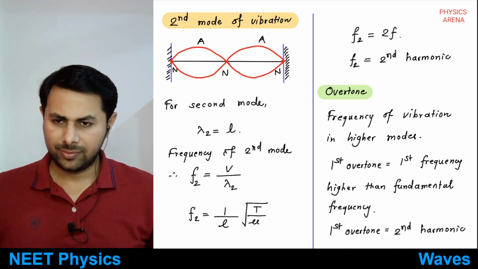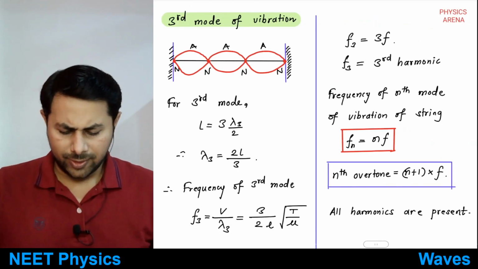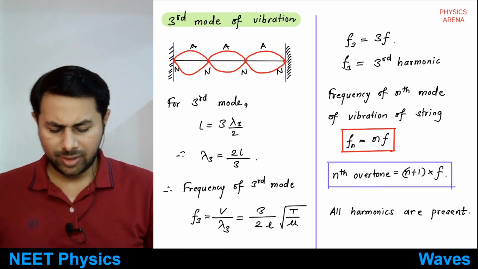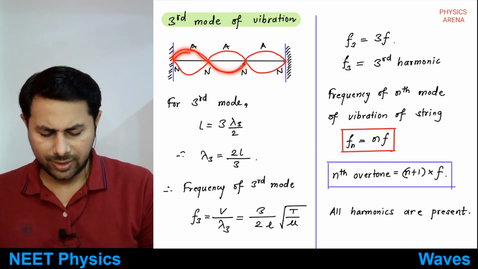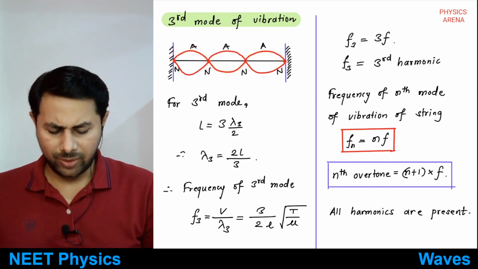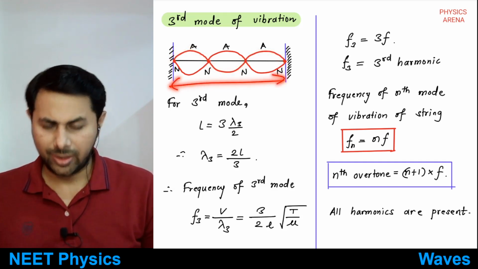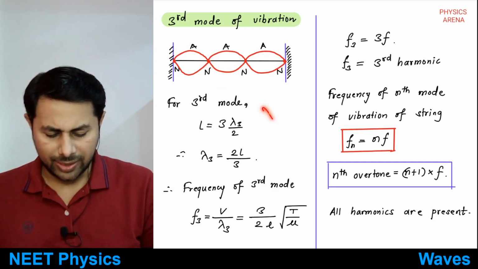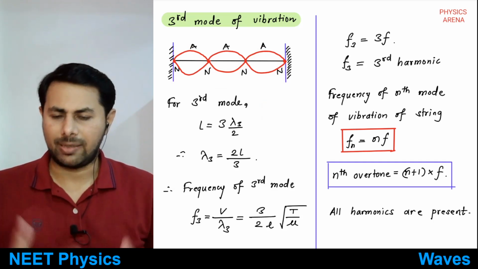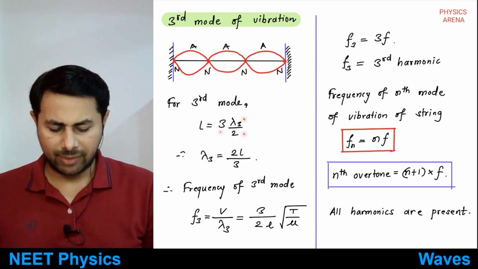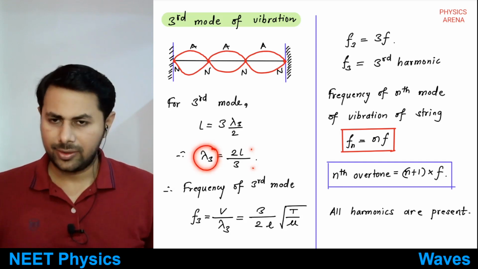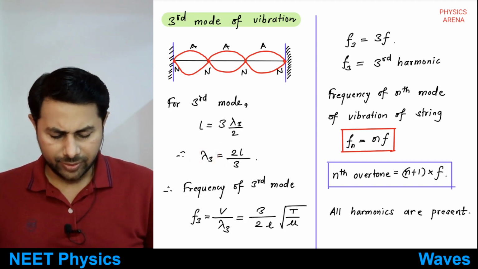Right? Okay, good. So then next we can see the third mode of vibration, and in the third mode here you can see 3 loops are formed, and therefore the length of the string would be equal to what? 3 times lambda by 2. Okay, but the wavelength of the third mode, we'll call it lambda 3. So it is 3 times lambda 3 by 2, and therefore we get lambda 3 is equal to 2L by 3.